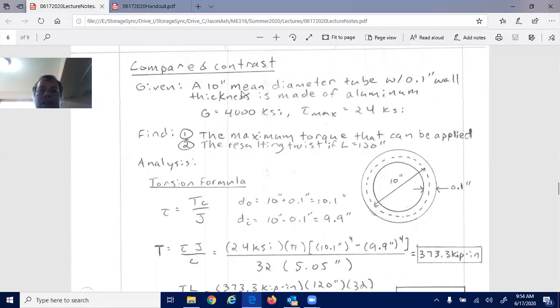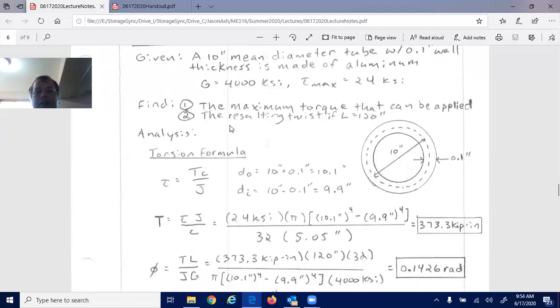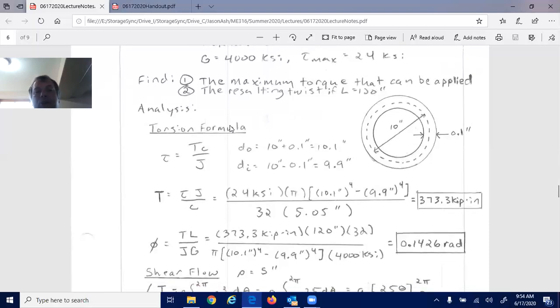Here we're given a 10-inch mean diameter through the center line with a 0.1 inch wall thickness, made of aluminum, where the shear modulus is 4,000 ksi and the maximum shear stress is 24 ksi. What we want to find is the maximum torque that can be applied and the resulting angle of twist if the length of the shaft is 120 inches. We'll tackle this first from our torsion formula, what we learned on Monday. We'll look at shear flow, and then we'll look at the open cross section and see what that means.